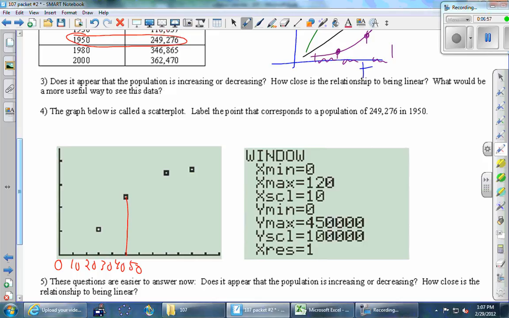And let's see if that matches up on the vertical. What's the top number on the vertical? 450,000. And what do these hash marks count? Every 100,000. So starting down here, that's 100,000, 200,000, 300,000, and then 400,000 plus a little space up above. So this point right here seems like it could be about what? About 250,000. So is everybody okay, you know, kind of labeling this point? That's 50 and 250,000.